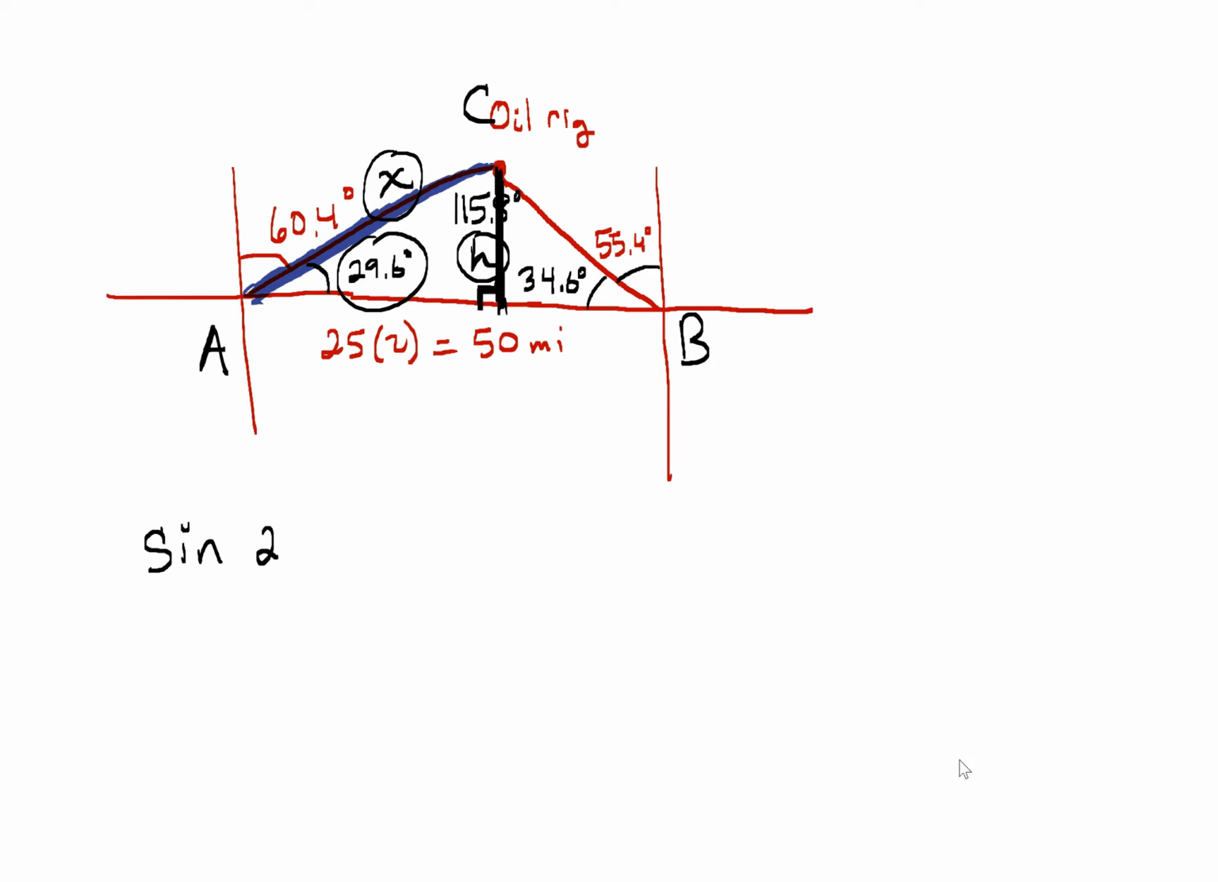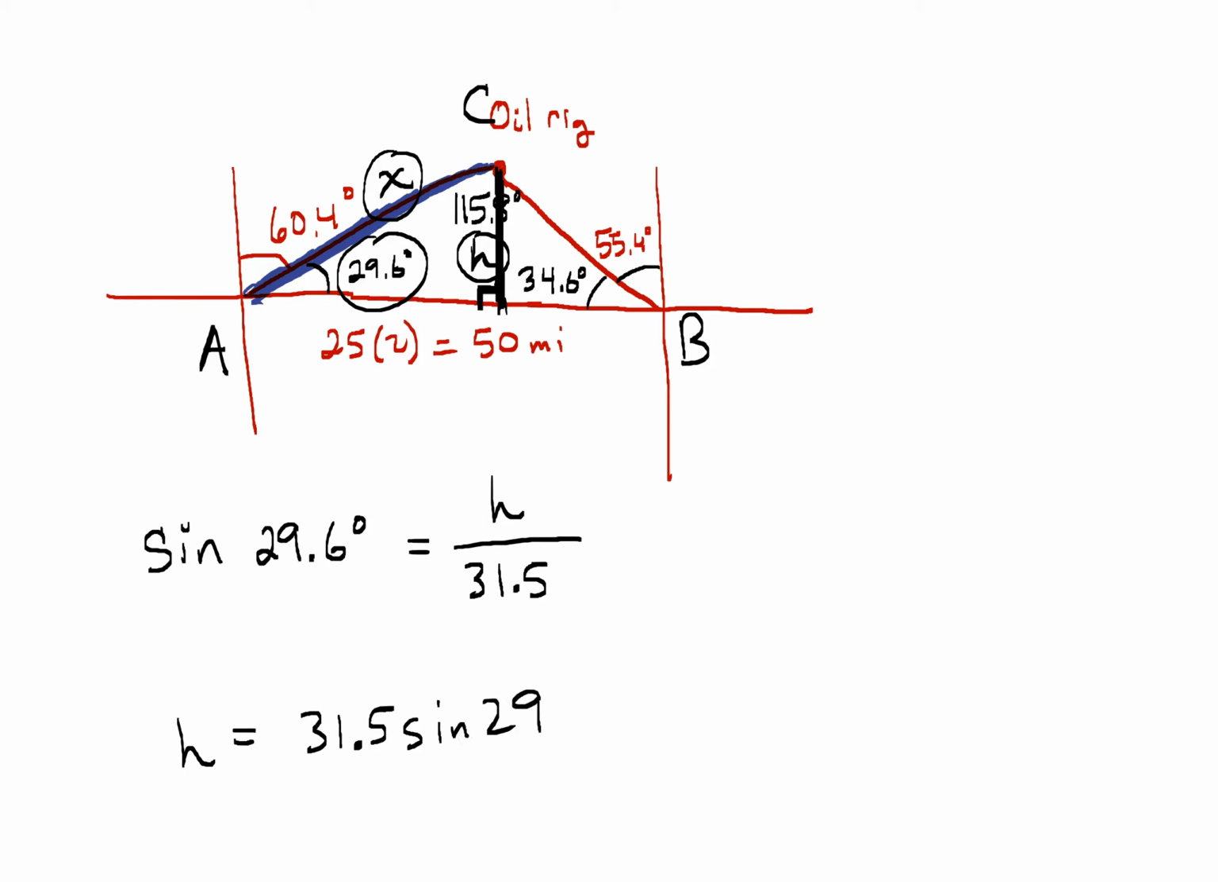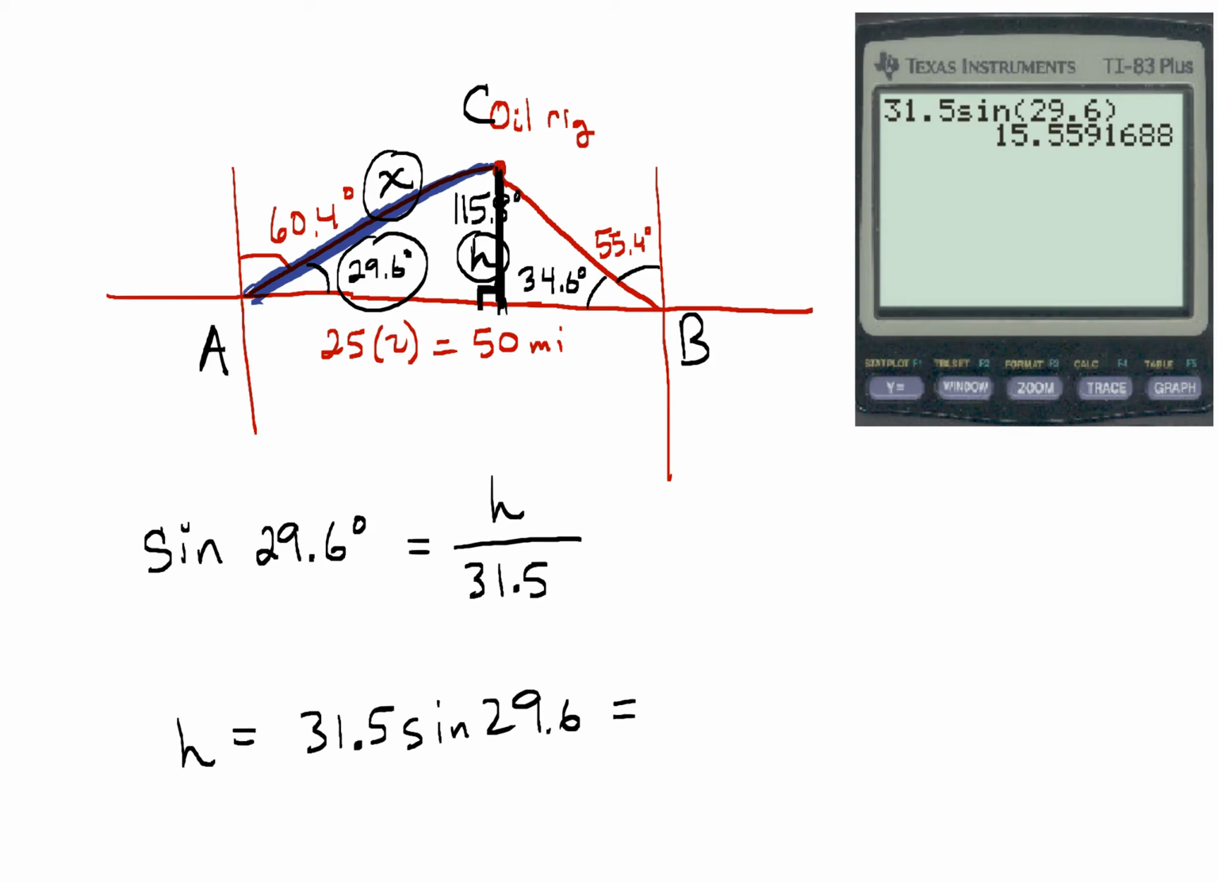I'm going to use the definition of sine. So sine of 29.6 degrees is equal to opposite side over the hypotenuse. In this case, we just figured out from the previous problem, it's 31.5. Multiply both sides by 31.5, and we get h is equal to 31.5 sine of 29.6 degrees. Punching into a calculator, that's what I got punched into my TI-83 Plus, and voila. How about 15.6 miles is the closest we got based upon our measurements here.